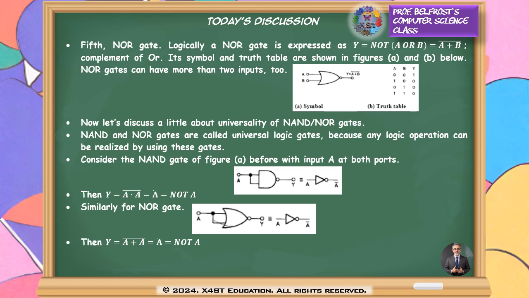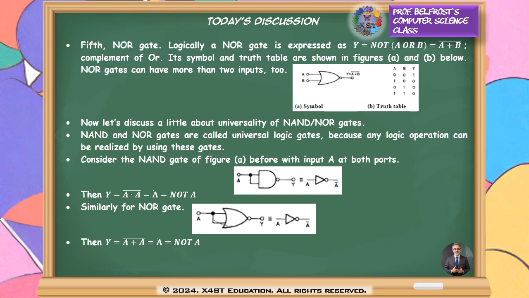The fifth type is the NOR gate. NOR stands for NOT OR. Logically, a NOR gate is expressed by Y equals NOT of A OR B, or A plus B together complemented. It's just the complement of OR. The symbol and truth table are shown below, and you can see it can have more than two inputs too. Now let's discuss a little about the universality of NAND and NOR gates before we step to the next gates, which are XOR and XNOR.